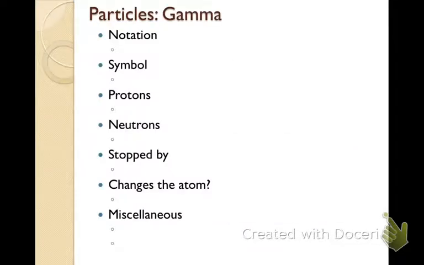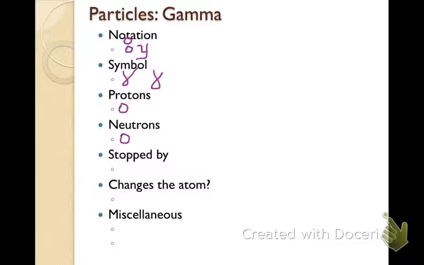The first particle we'll talk about is the gamma particle. If you think back to Spider-Man, he gets his superpowers by being exposed to certain types of radiation. A lot of times they're talking about gamma radiation. The notation for this is going to be a 0, 0, and then the gamma symbol, which kind of looks like a little y. The symbol looks like an upside down ribbon. So that's your symbol. It'll have 0 protons, 0 neutrons.